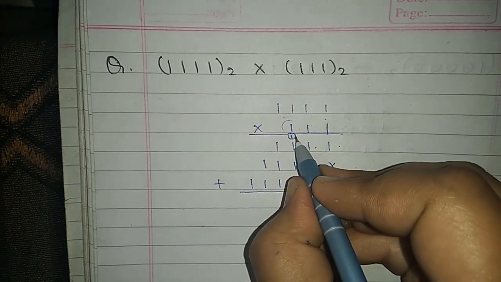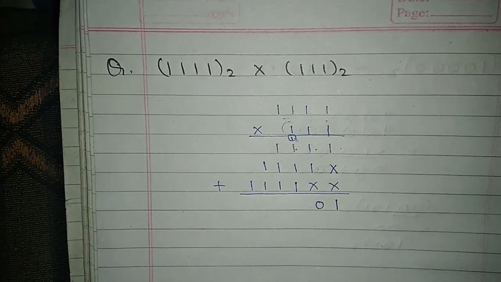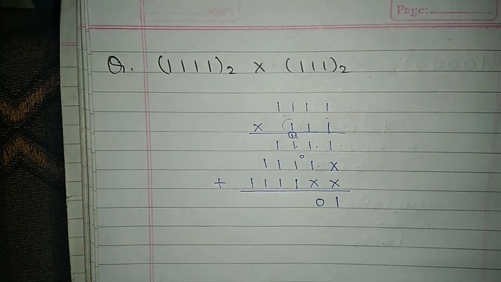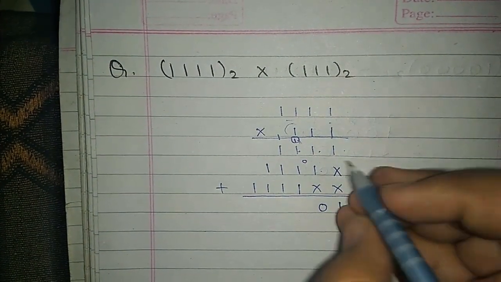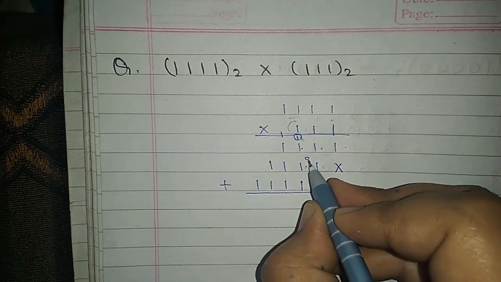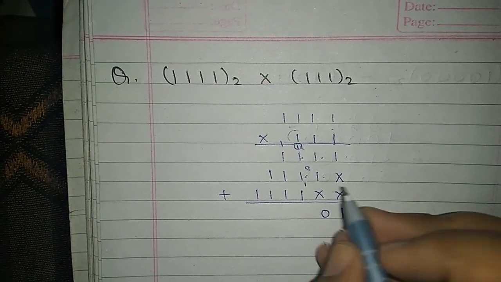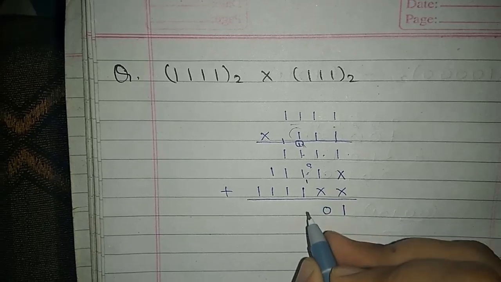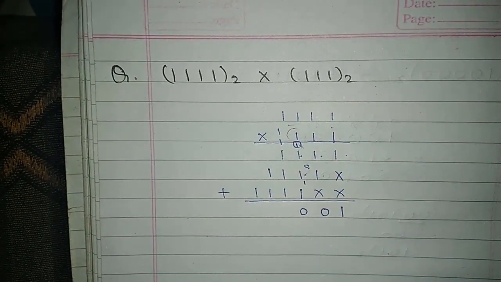So first of all, we have to add this 1 and 1. When you add this 1 and 1, it will give you a result of 0 and a carry of 1 will be generated, that we have to note down this side. Then we have to add this 0 and 1. When you do so, you will get a result as 1. Fine. And then you have to add this 1 and 1. It will give you a result of 0 and again a carry of 1 will be generated.